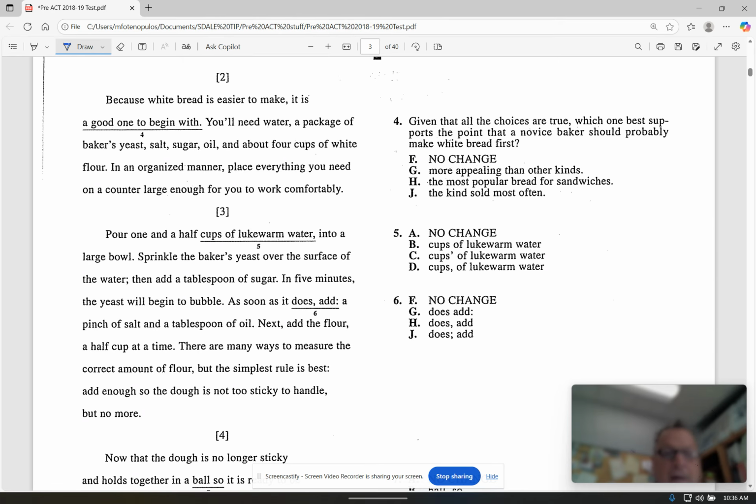In an organized manner, place everything you need on a counter large enough for you to work comfortably. Again, notice all these commas right in here. They are dealing with you and your list. And then here I see another comma, and again, "in an organized manner" is not a great sentence. Place everything you need on a counter large enough for you to work comfortably. That's a good sentence. Place everything. No, okay, this is just kind of more information that helps this sentence.